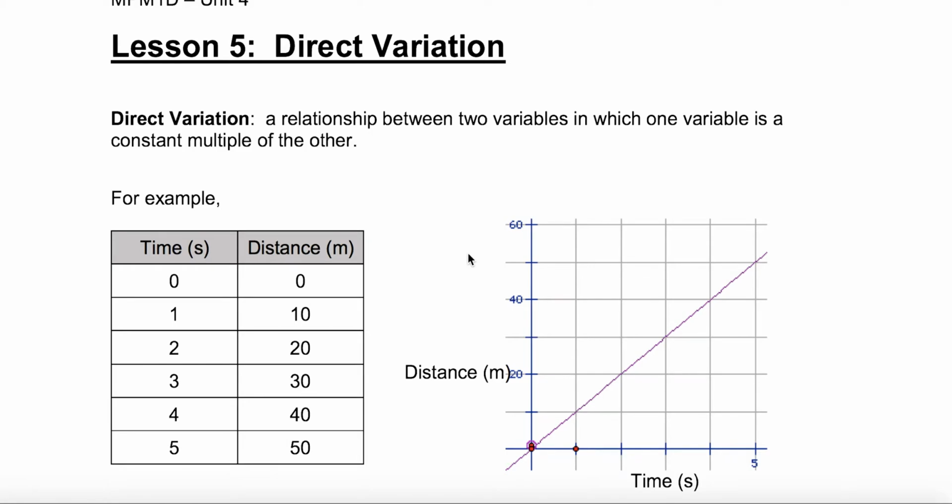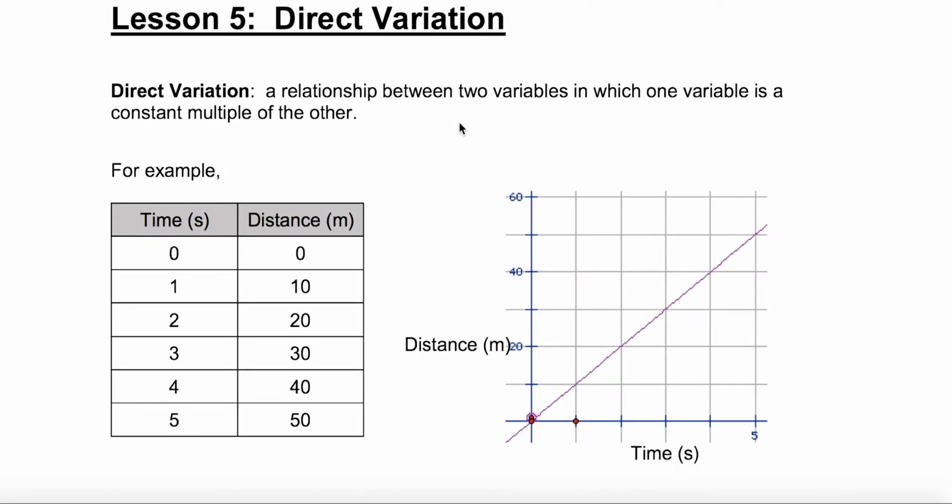Lesson 5 is called direct variation. Direct variation is a relationship between two variables in which one variable is a constant multiple of the other. Okay, that doesn't make a whole lot of sense at first, I know. So this is almost like a definition that I need you to understand.